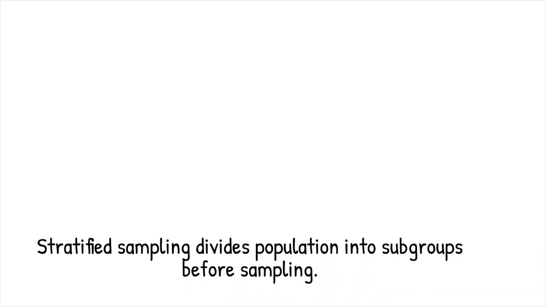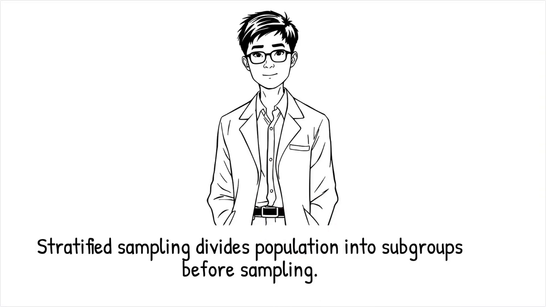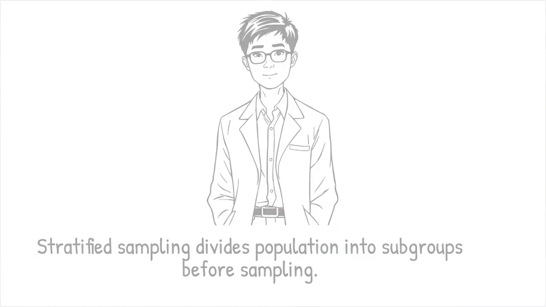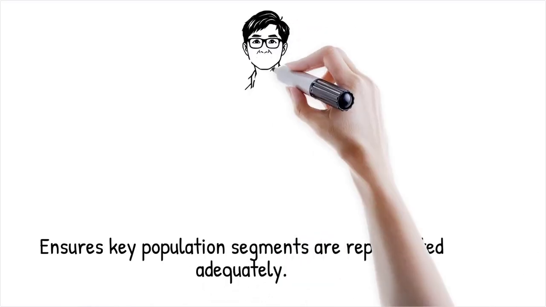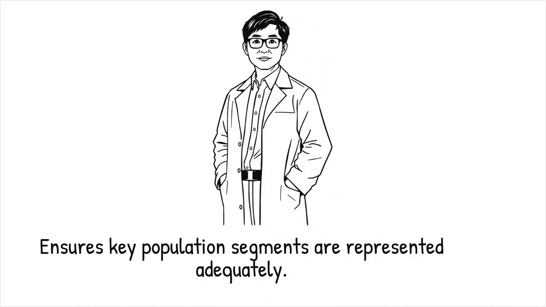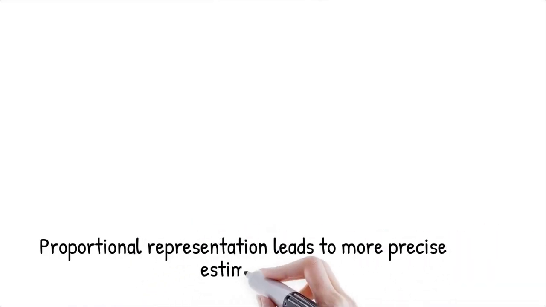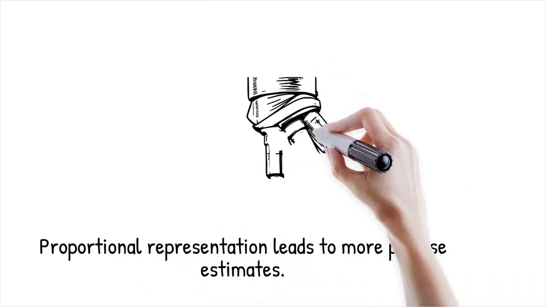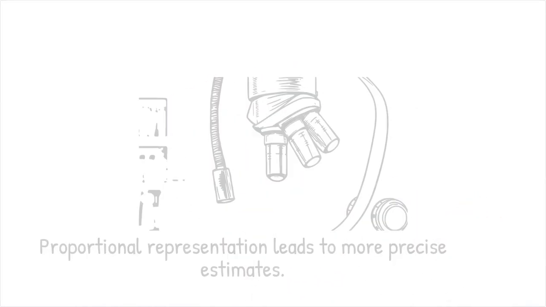Stratified sampling divides the population into distinct subgroups or strata based on specific characteristics before randomly sampling from each subgroup. This method ensures that key segments of the population are adequately represented in the sample. By maintaining proportional representation, stratified sampling can lead to more precise estimates compared to simple random sampling.